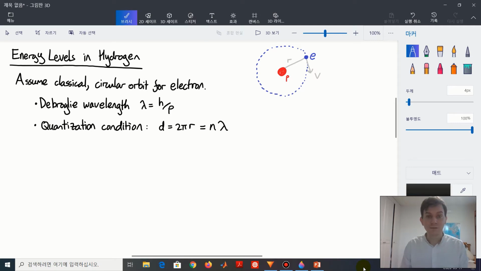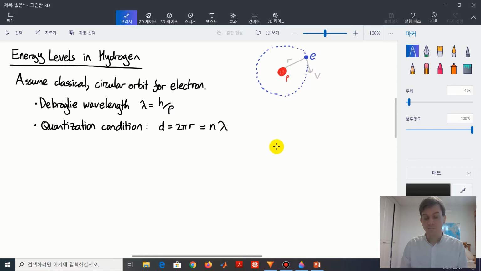Hi everyone. So in the last lecture today, I'm going to show you how the de Broglie wavelength idea allows you to find the formula for the energy levels of a hydrogen atom. So just to remind you, the idea of the de Broglie wavelength is that you can associate a wavelength to any sort of particle by dividing the Planck constant by the momentum of that particle.